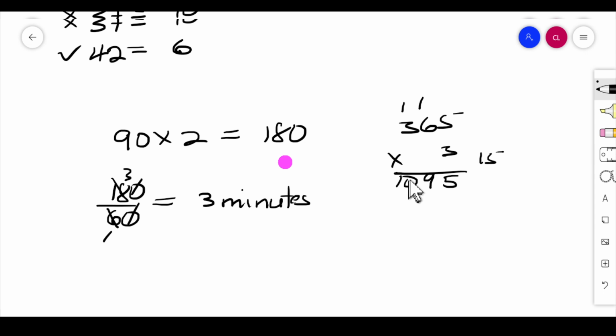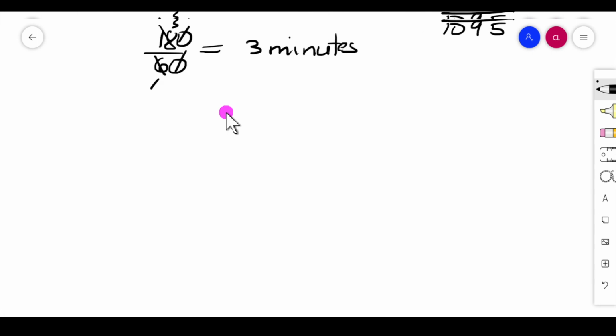Then if it takes 1,095 minutes, can we represent this in hours? What would we need to do? We would say our 1,095, we could divide this by 60. Now, what number can we find that could go into both of these? I know the divisibility rule again. 5 could go into this and 5 could go into this. Why? Because 5 can go into numbers that end with 0 and 5.